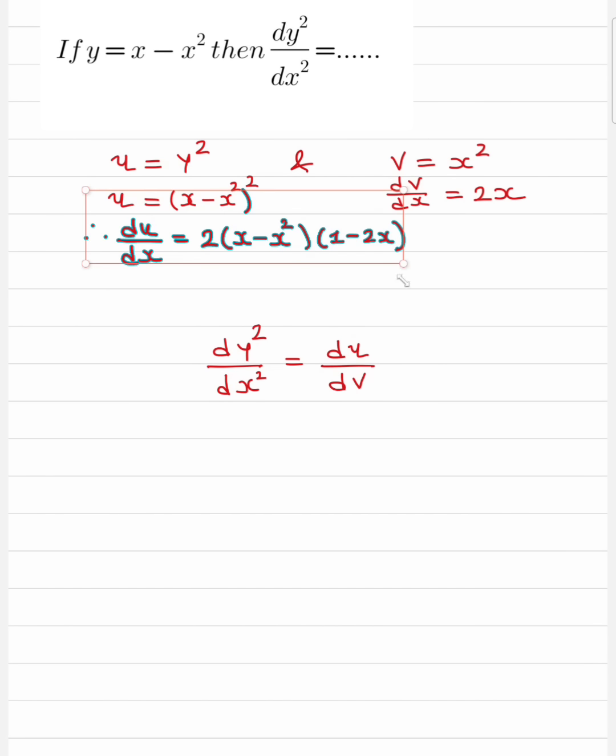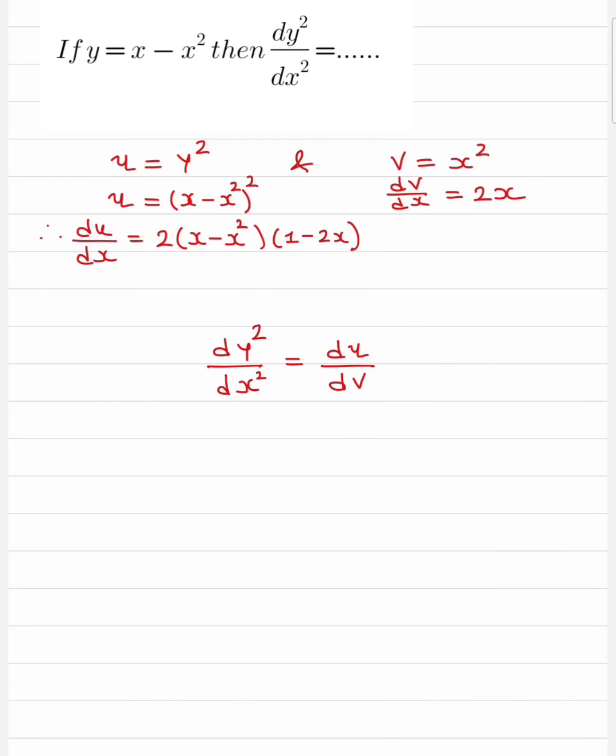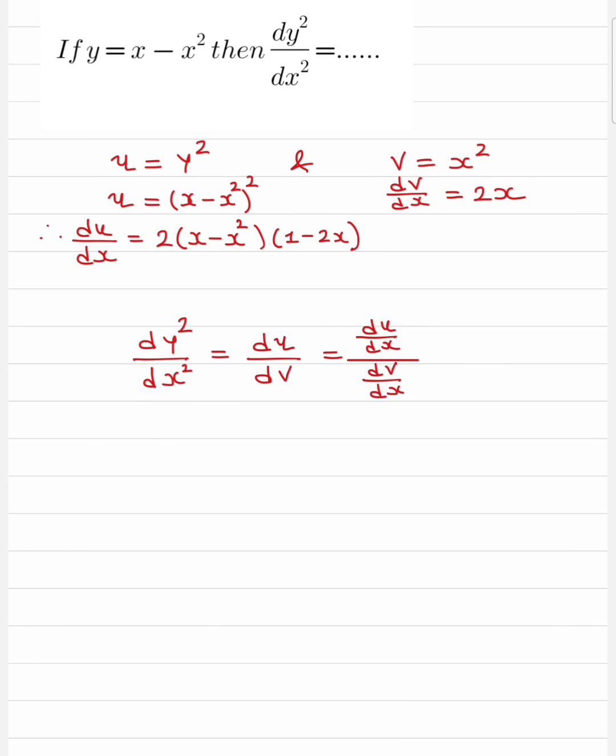Wait a second, let me rearrange those terms. So we need to find this. So can I write du upon dv equal to du by dx upon dv by dx? Yes, we can, right? So we have du by dx as 2 times (x minus x square) into (1 minus 2x), and dv by dx is nothing but 2x. So from this, the 2 gets cancelled out.